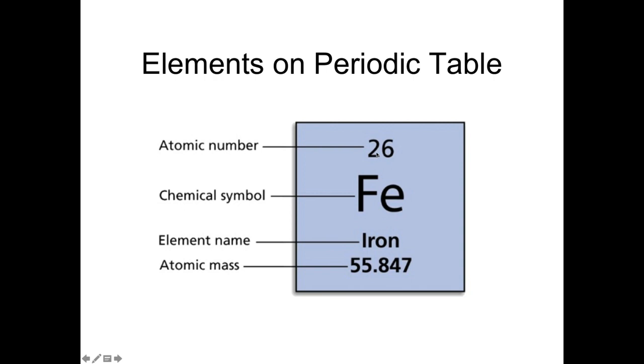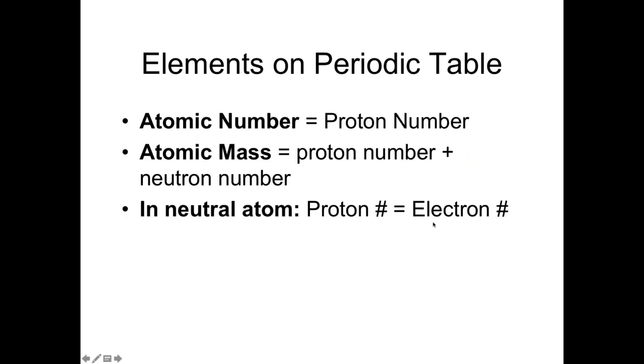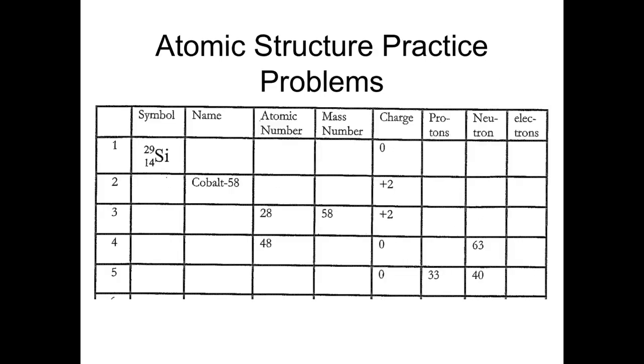The atomic number is the smaller of the two numbers and always equates to the proton number. And then the element name that's on the tile will always be there too. And then the atomic mass is the number of protons and neutrons that are combined together. So again, when you look at this, we have atomic number equals the proton number, atomic mass is proton number and neutron number. In a neutral atom, the number of protons equals the number of electrons.